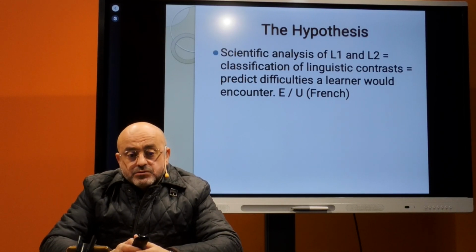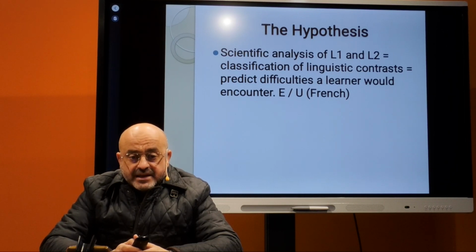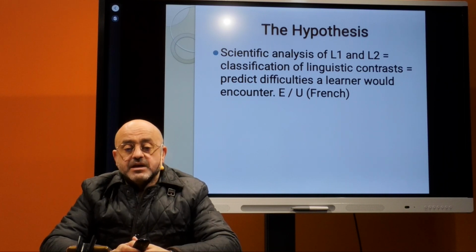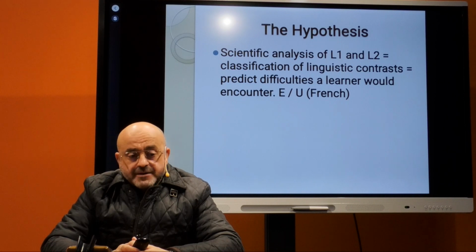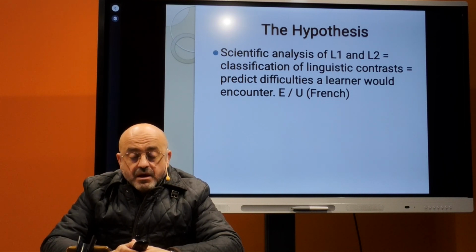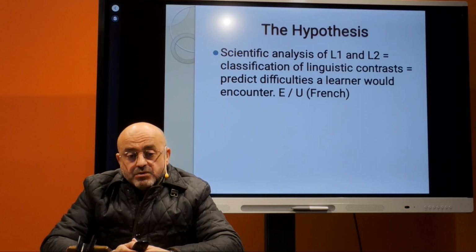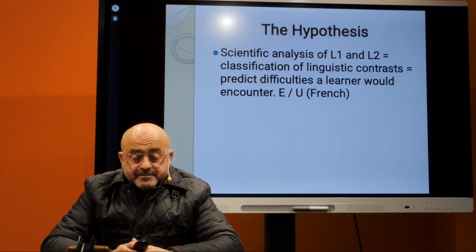So to do a kind of contrastive analysis, we need a scientific analysis of both the mother tongue and the target language by classifying all the linguistic contrasts, or at least trying to classify the linguistic contrasts, between the mother tongue and L2. If this is done, then it would be possible to predict difficulties a learner would face. For example, if we take into consideration the Moroccan student who has a prior knowledge of Arabic as a mother tongue, and then he is about to study French.